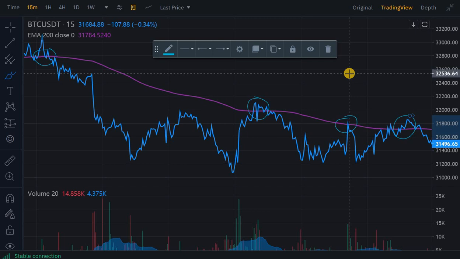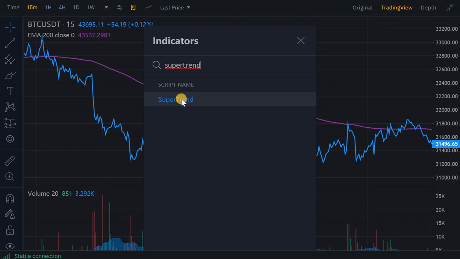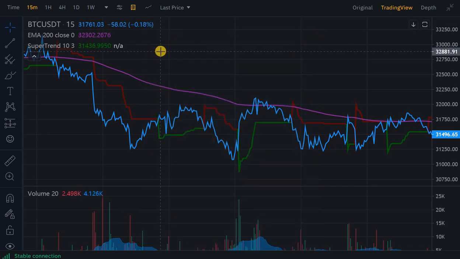The second thing we are going to do right now is to bring out another indicator. This indicator we are going to use is the super trend indicator. To access this indicator, the super trend indicator, this is the indicator we are going to use in this video. Before we continue with this strategy, let's make a few changes.